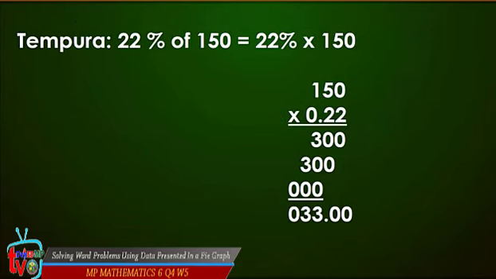Tempura, 22% of 150 is equal to 22% times 150. Change percent to decimal, so 150 times 22 hundredths. Get the partial products. 300, 300, 0, 0, 0. Get the sum to get the final product. The final product is 33.